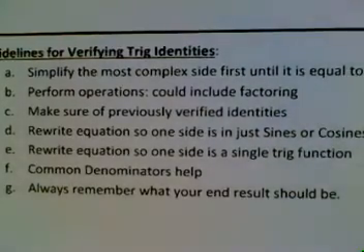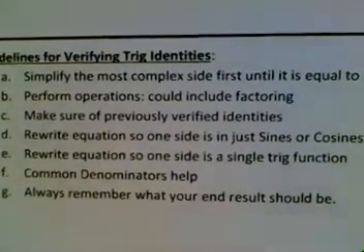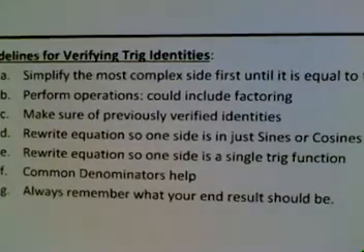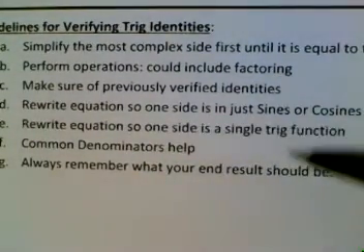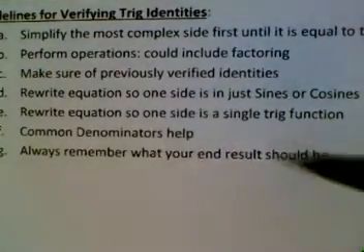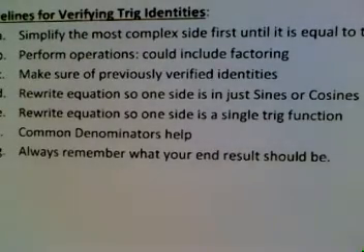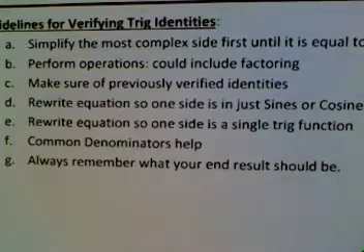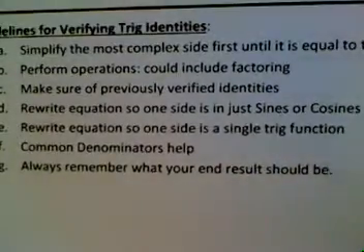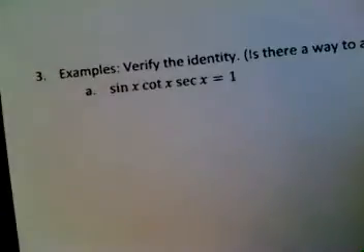Make use of previously verified identities. What I mean by that is that we can use things we've already proved. Rewrite equations so one side is in just sines or cosines. Write equations so that one side is a single trig function. Use common denominators. Always remember what your end result should be. Later on in the future, we will talk about making sure that all of your angle measures in the trig functions are the same. But until we get there, we're really just playing with these concepts. So, let's talk about this first one.